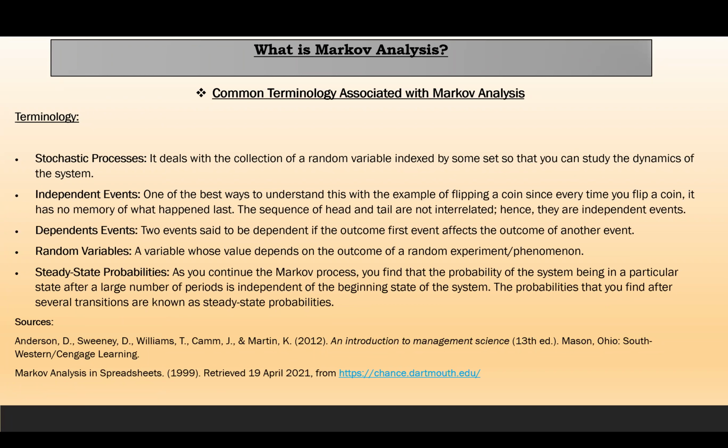Independent events. One of the best ways to understand this is with the example of flipping a coin, since every time you flip a coin, it has no memory of what happened last. The sequence of heads and tails are not interrelated. Hence, they are independent events. Dependent events: two events are said to be dependent if the outcome of the first event affects the outcome of another event. Random variables: a variable whose value depends on the outcome of a random experiment or phenomenon.